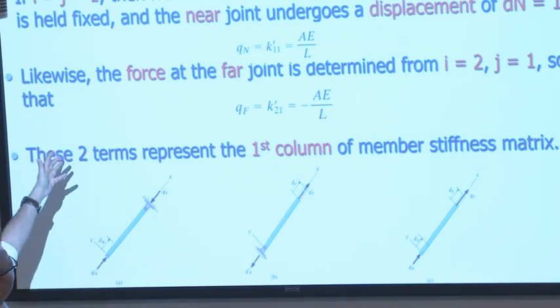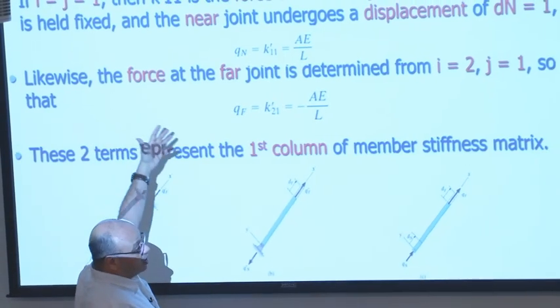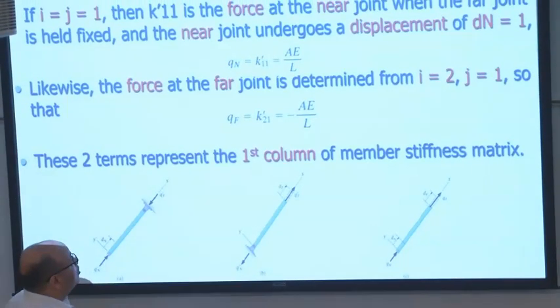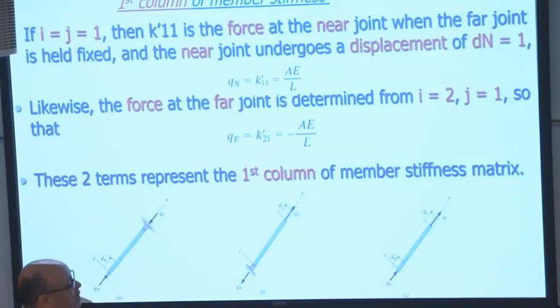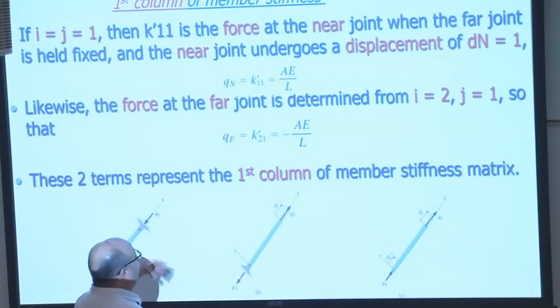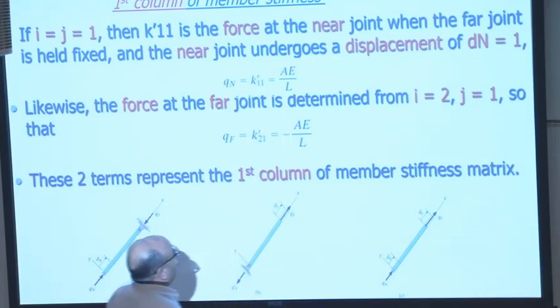Again, we are rewriting this equation and saying that if i equals 1 and j equals 1, that tells you the force developed at the near end due to a unit displacement at the near end of 1. If we're talking about that, then we end up with this equation right here, which is K11 prime.